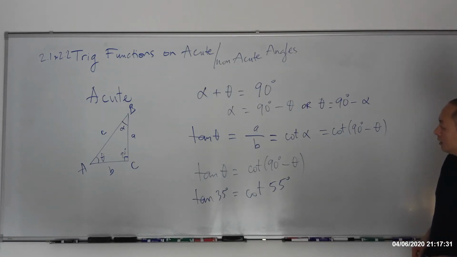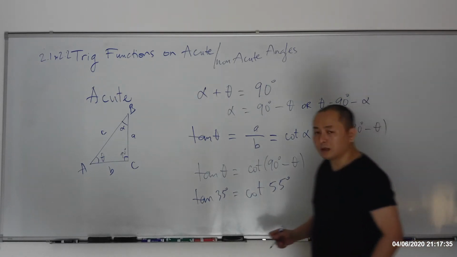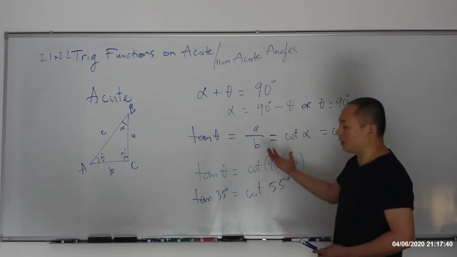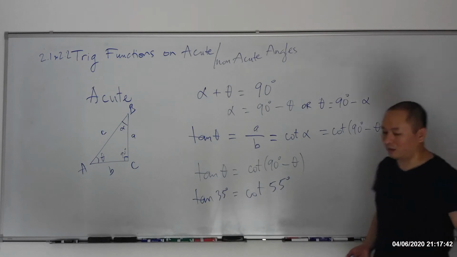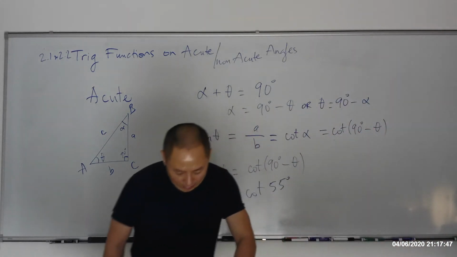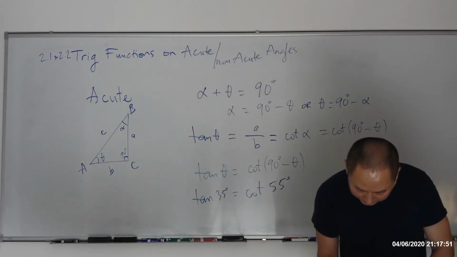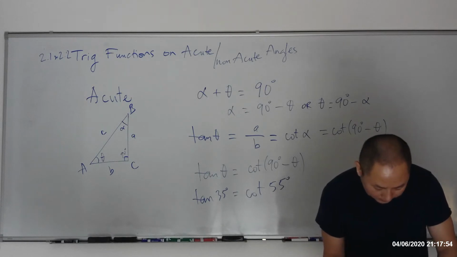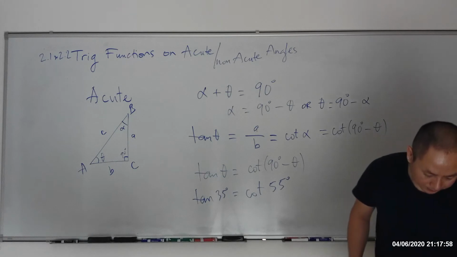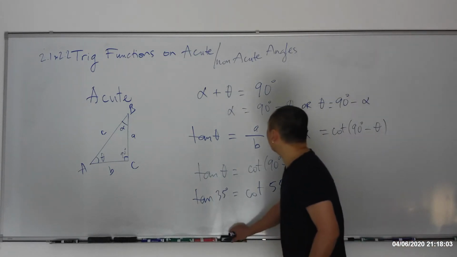And secant and cosecant work the same way. You know that secant is the reciprocal of cosine and cosecant is the reciprocal of sine. So pretty much what I talked about with sine and cosine, you just flip it over, and you have secant and cosecant. Okay? Let me look at an example in the book. Okay. So we have this example.